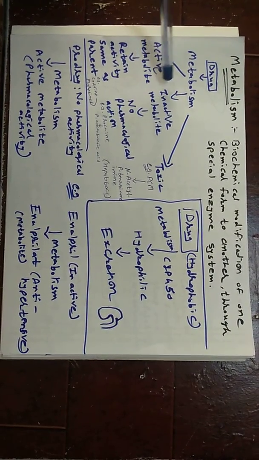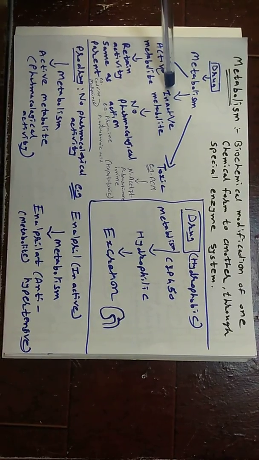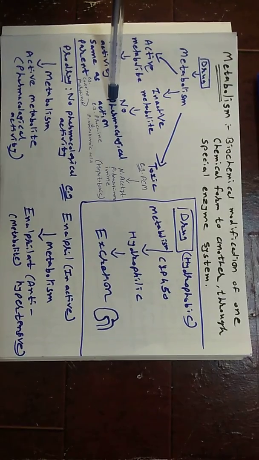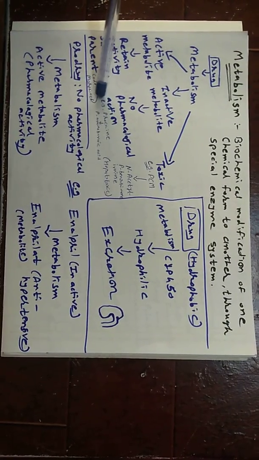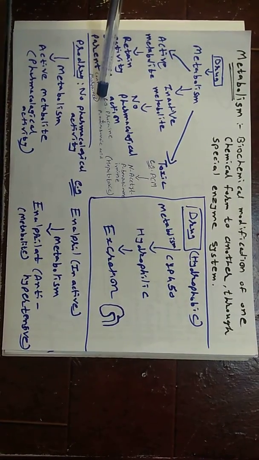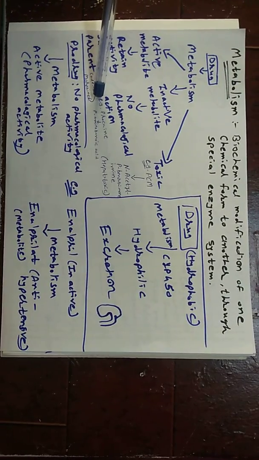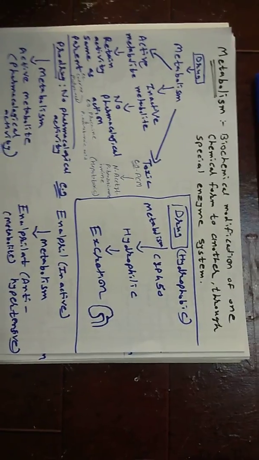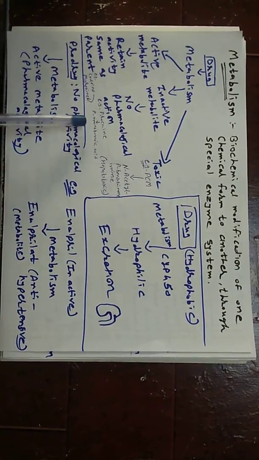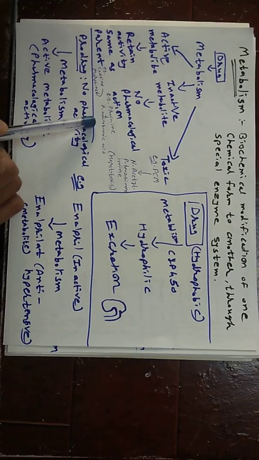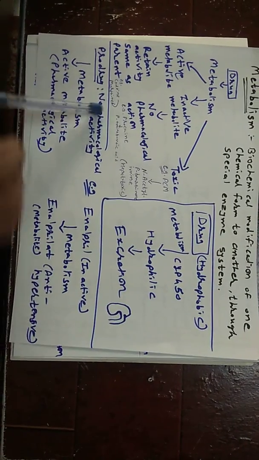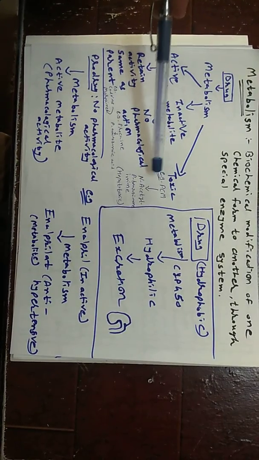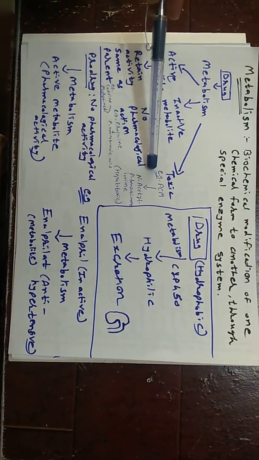Another thing is the inactive metabolite. Some drugs, after metabolism, are converted to an inactive metabolite, and this does not have any pharmacological action. An example is procaine. When metabolism of procaine occurs, it is converted to para-aminobenzoic acid, and this para-aminobenzoic acid does not have any anesthetic action.